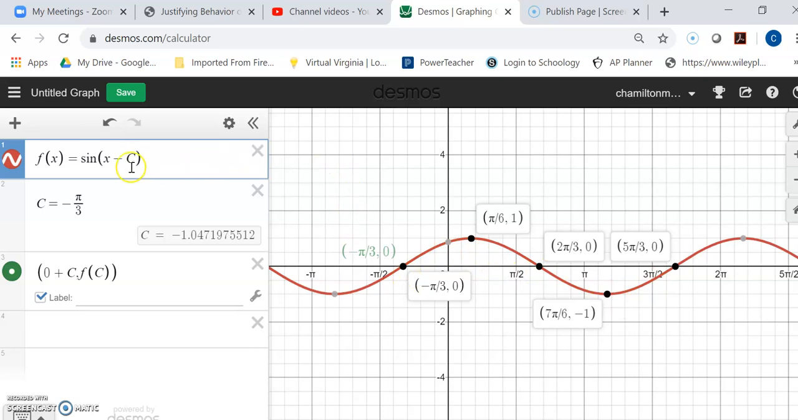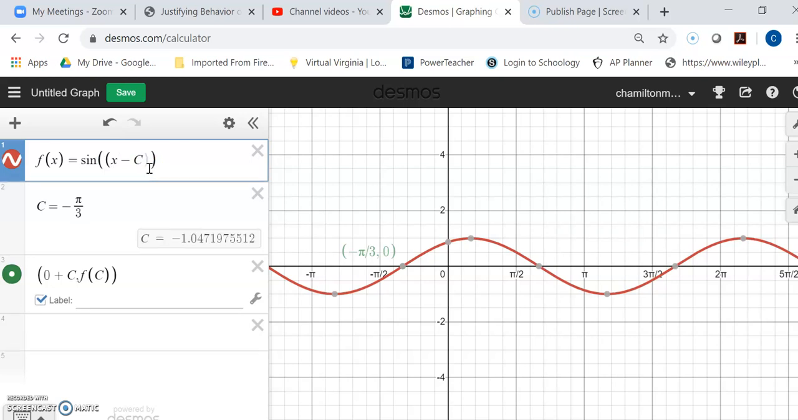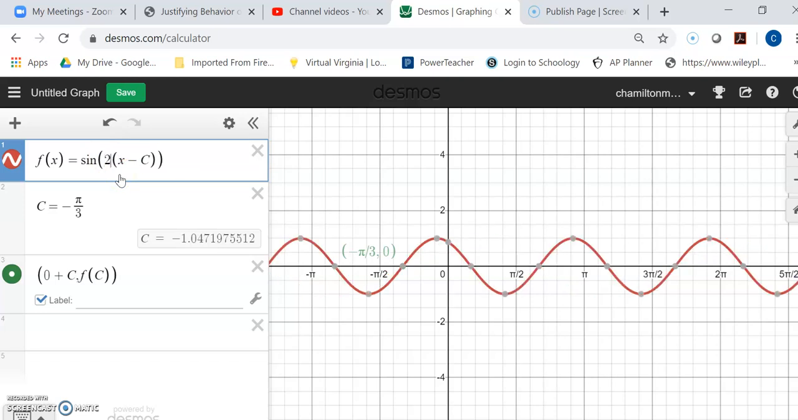Now let's take a look at what happens if I start adding a scalar multiple in front of this. I am going to put extra parentheses around the x minus c so that it's in that transformation form. Now, if you'll remember, if I put a 2 here, that shows that there are 2 cycles every pi.